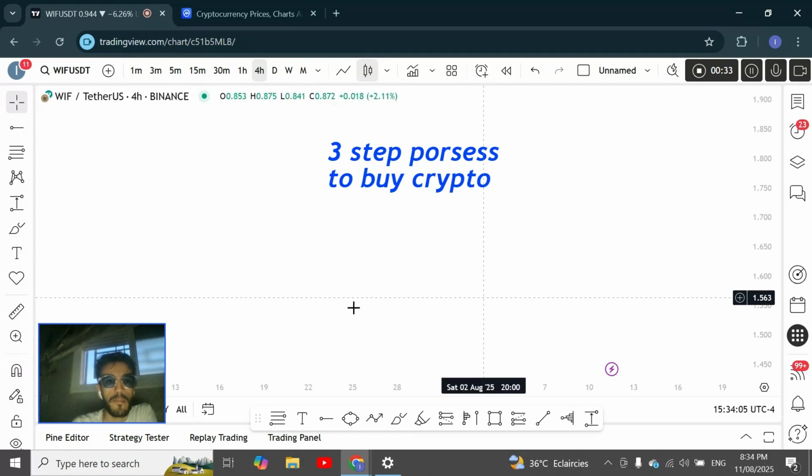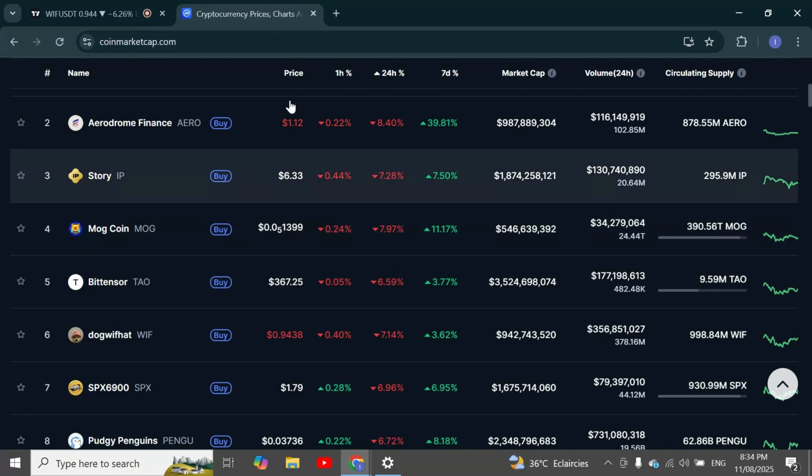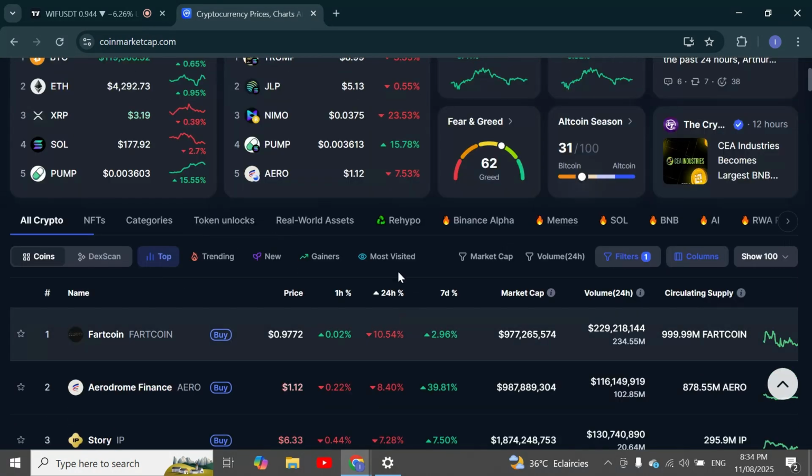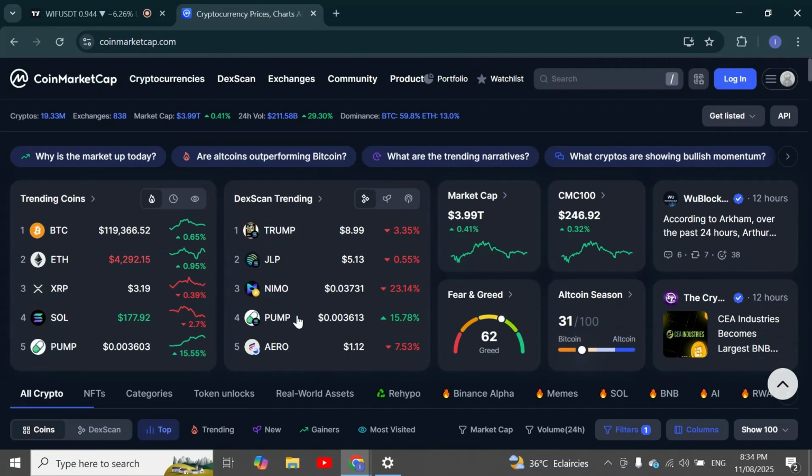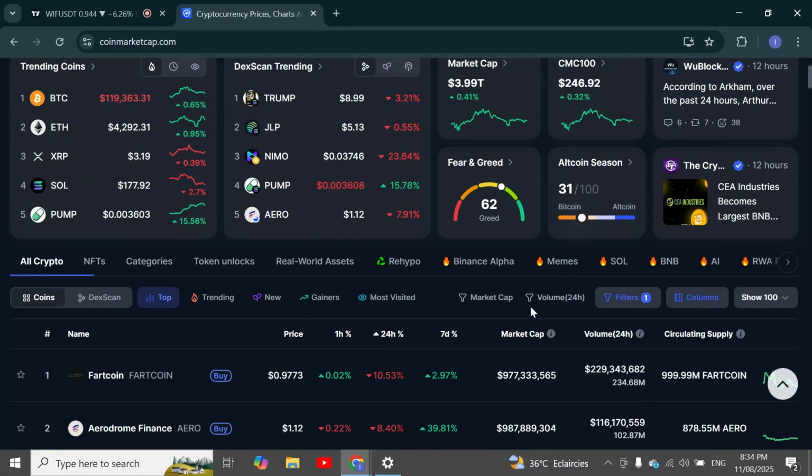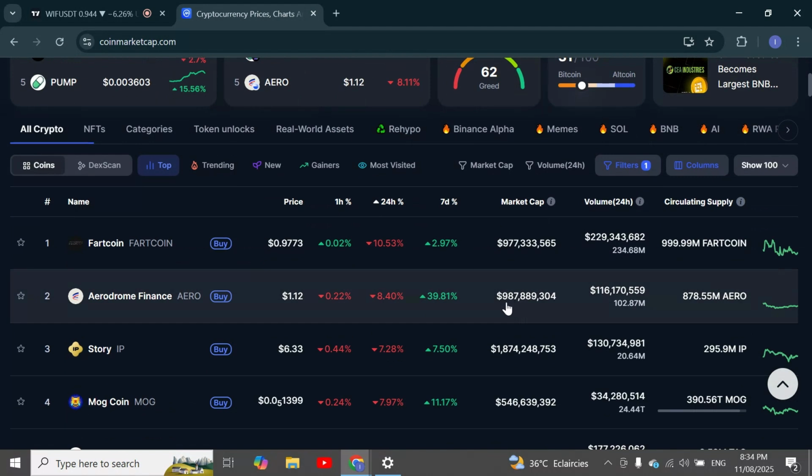The first thing, we will go to CoinMarketCap. This is CoinMarketCap. What you need to know is that CoinMarketCap is just like a room full of opportunities, but not all of these coins are opportunities. Most of them are scams. So how can you know which one is better?